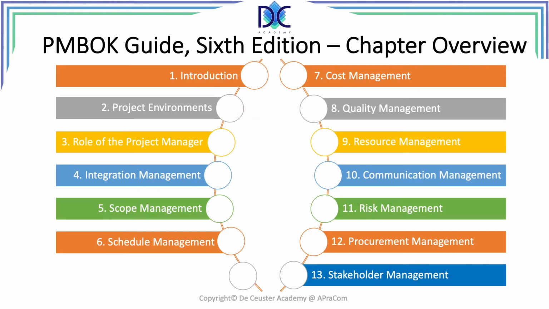A quick overview of the PMBOK 6th edition. We have chapters 1 to 3, which are introduction, project environments, and the role of the project manager. And then we see the different chapters with the different knowledge areas. We have chapter 4, integration management, chapter 5, scope management, chapter 6, schedule management, and then we continue with cost management, quality management, resource management, communication management, risk management, procurement management, and stakeholder management. So basically, these are the different knowledge areas.